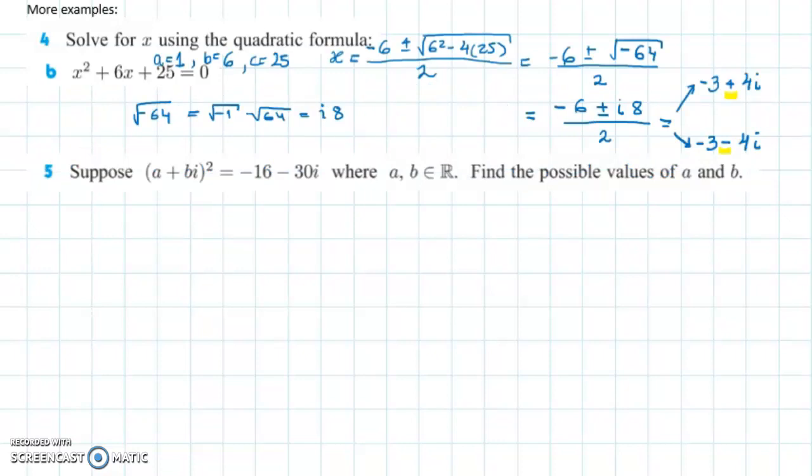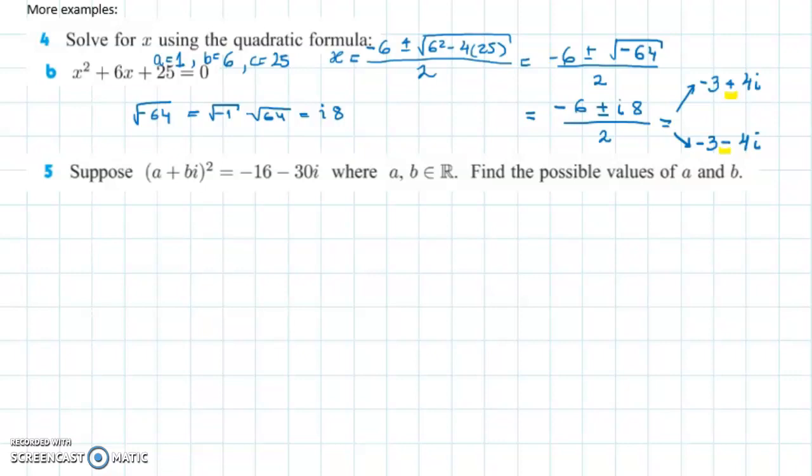We want to find values of a and b real numbers such that the equation we have here is true. So (a plus bi) squared should be the same as negative 16 minus 30i. The base of this reasoning here is going to be that we know that two complex numbers are equal if and only if the real parts are equal and the imaginary parts are equal. So we need to write (a plus bi) squared in a way that we can identify what the real part is and what the imaginary part is.